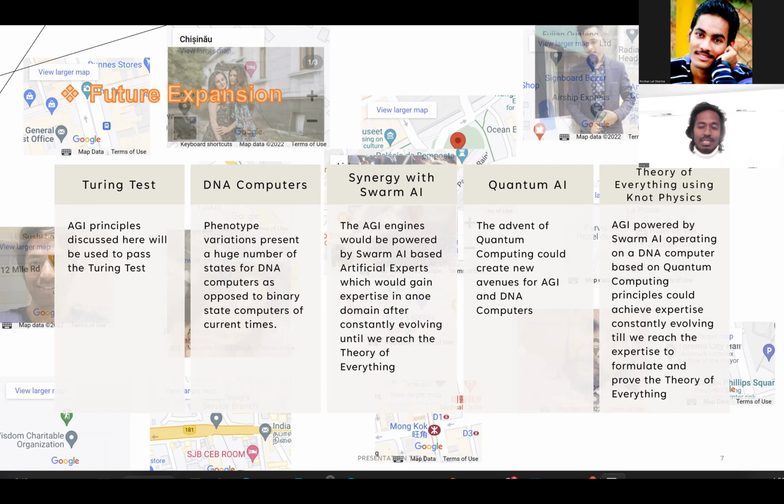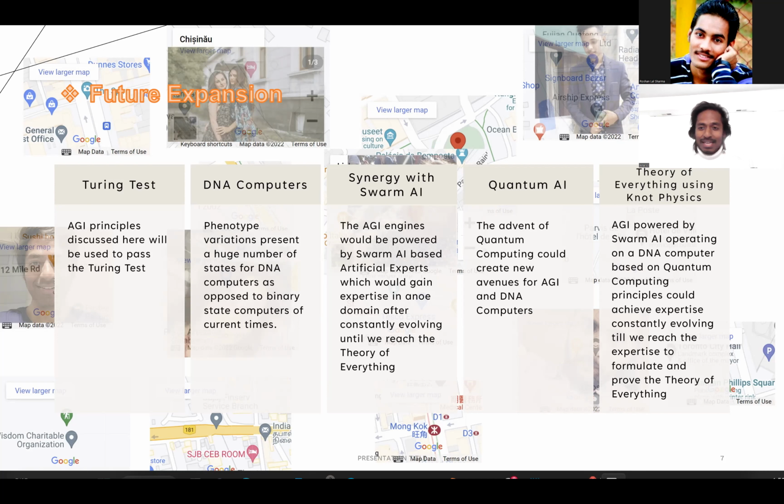That's the advantage of this DNA computer. There are many phenotype variations. And unlike the binary states, which are just 0 and 1, which has just 2 states, these phenotypes have a lot of variations and you'll have a lot of states. Just like quantum states, you will have a lot of variations. And that will give tough competition to quantum computers.